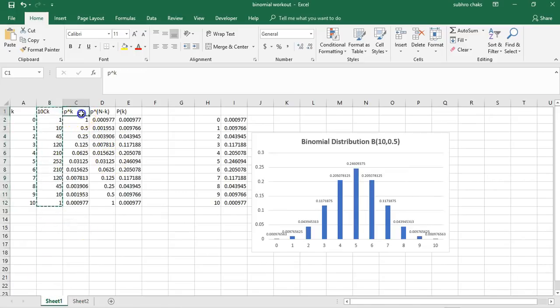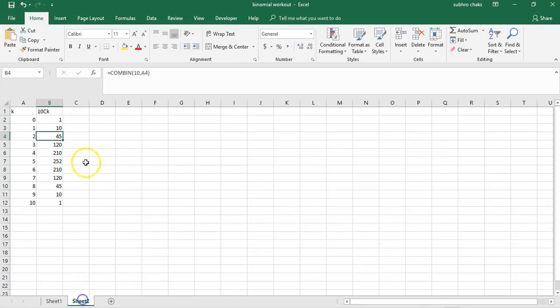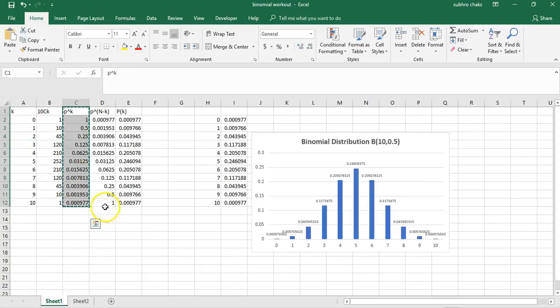And then I'll take the probability. So the probability of a head appearing is 0.5 to the power 0 in case of 0 heads, 0.5 to the power 1 in case of 1 head, 0.5 to the power 2 in case of 2 heads, and so on and so forth. So that's the probability that we are getting here. So it's basically p to the power number of occurrences.